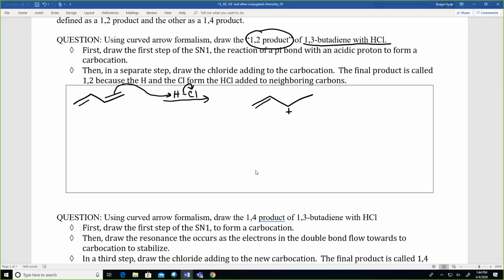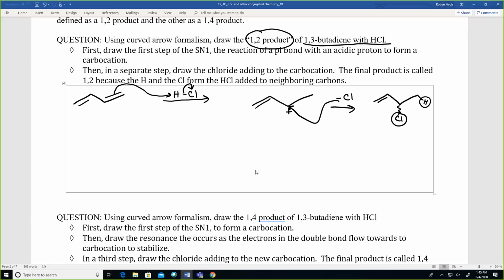And then what happens at the next step? So the chloride will attack. I do have a chiral center here, so we can draw the squiggly with the chlorine. So that was my product. It's called the 1,2 product because at carbon 1, I added the new hydrogen, and at carbon 2, I added the new chlorine. So it's called a 1,2 product.